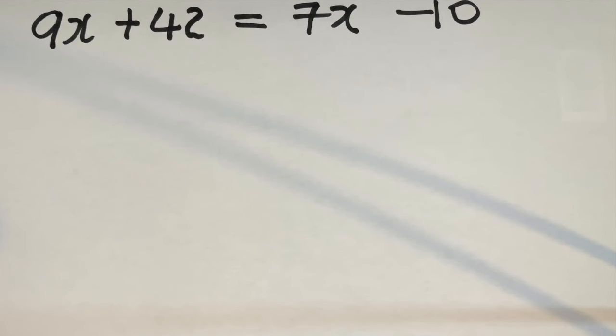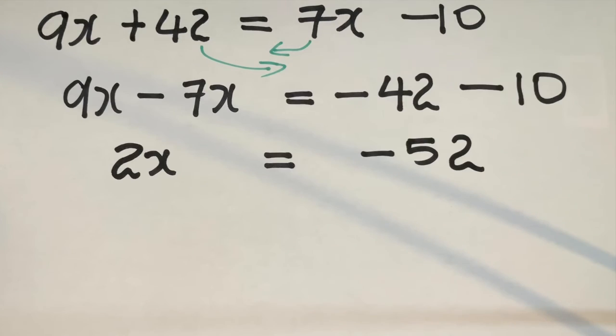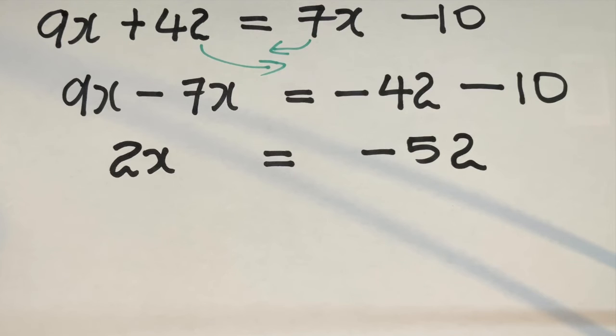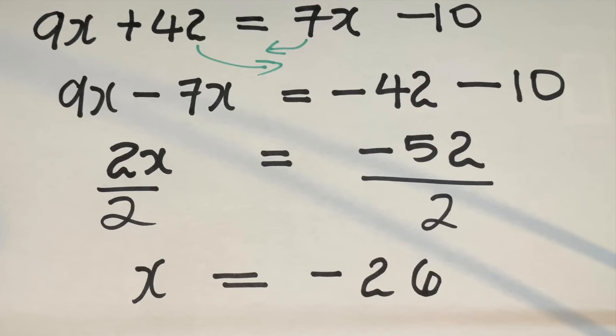So that's what we do for this one. We bring over 7x, so it's now 9x minus 7x, and we bring over 42, so it's now negative 10 minus 42, and we get the same answer, 2x equals negative 52. And now we divide to get the variable by itself. We divide by 2, and our answer is negative 26.